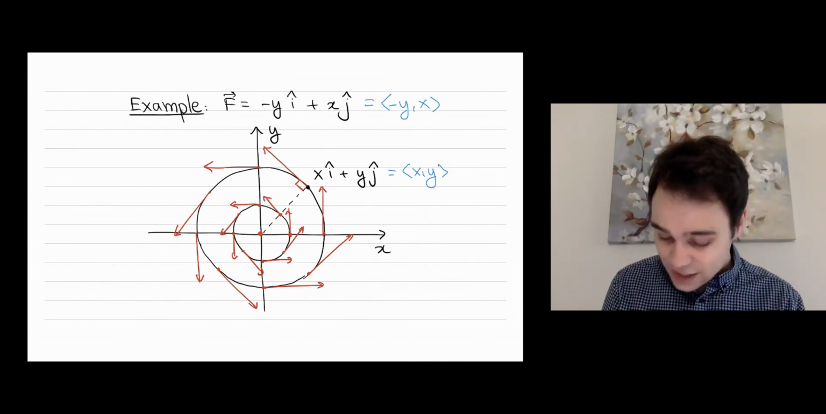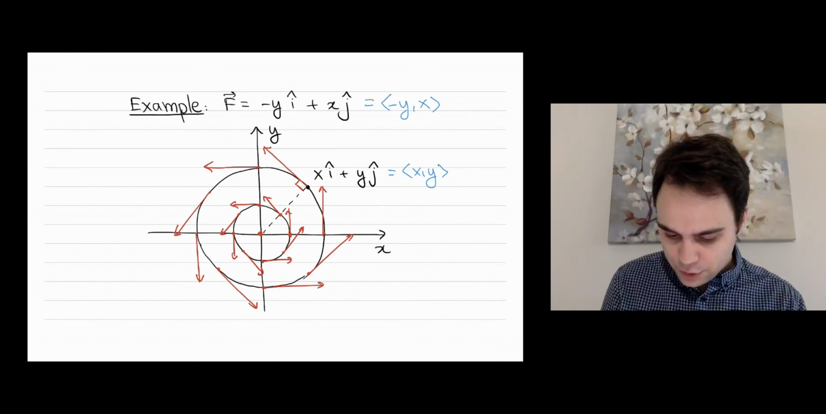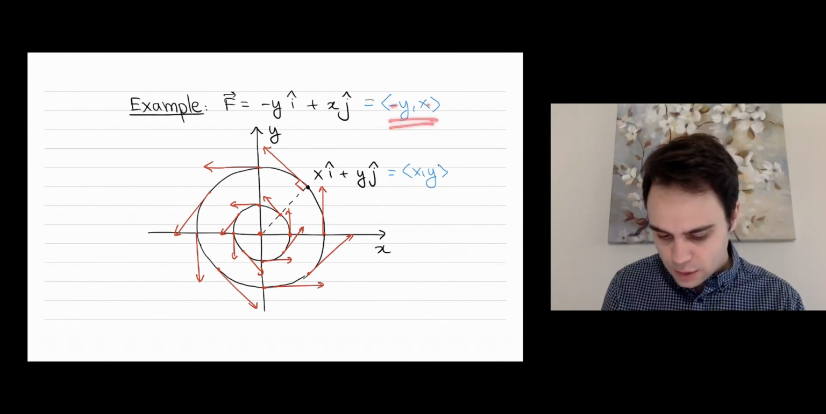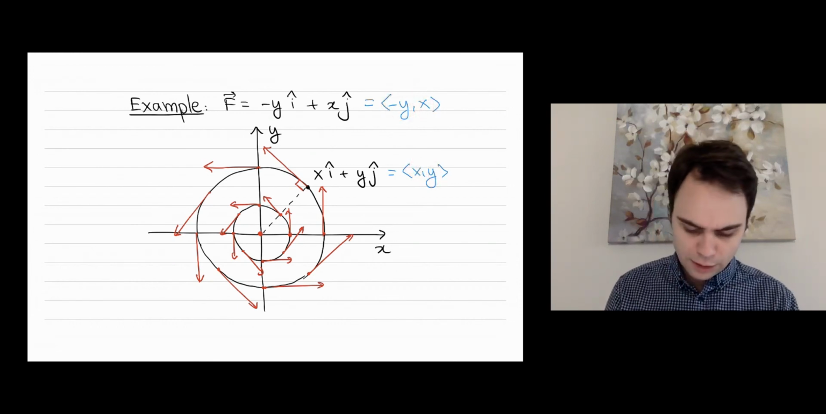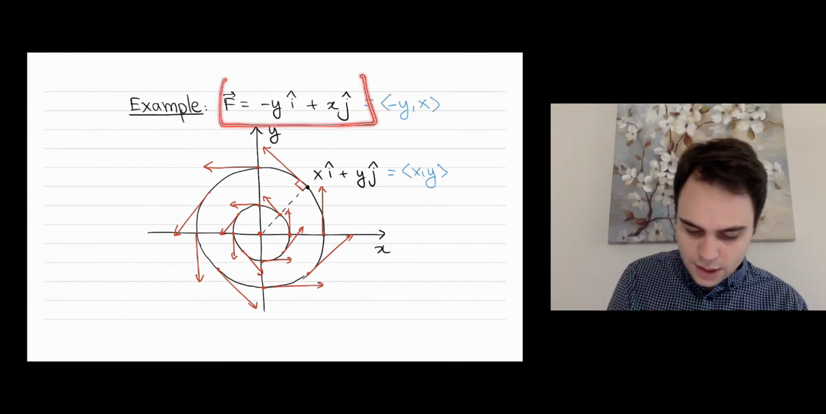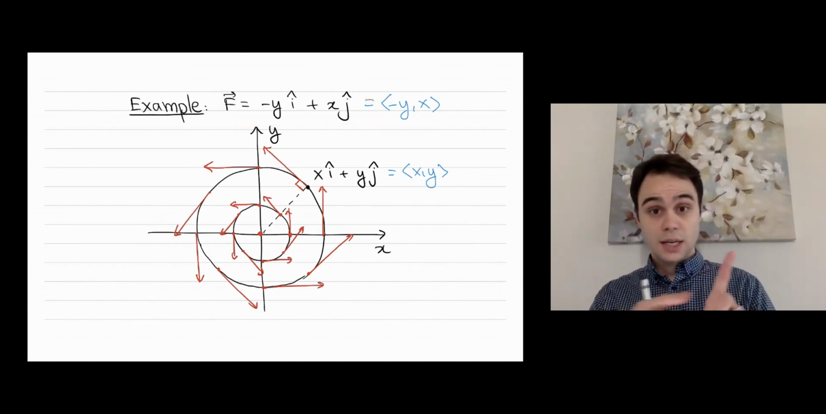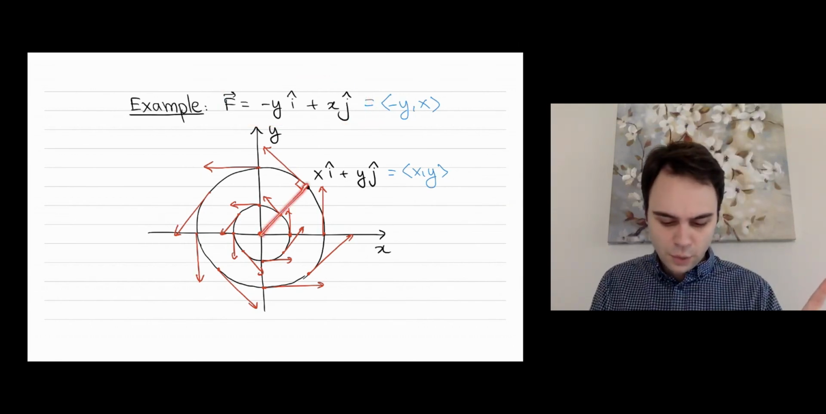So in this case, you can see that if I do the dot product, minus y comma x with x comma y, I get minus y times x plus x times y, which cancels. I get a 0 for every single point in the plane. So f is always pointing at a 90 degree angle with the position vector.